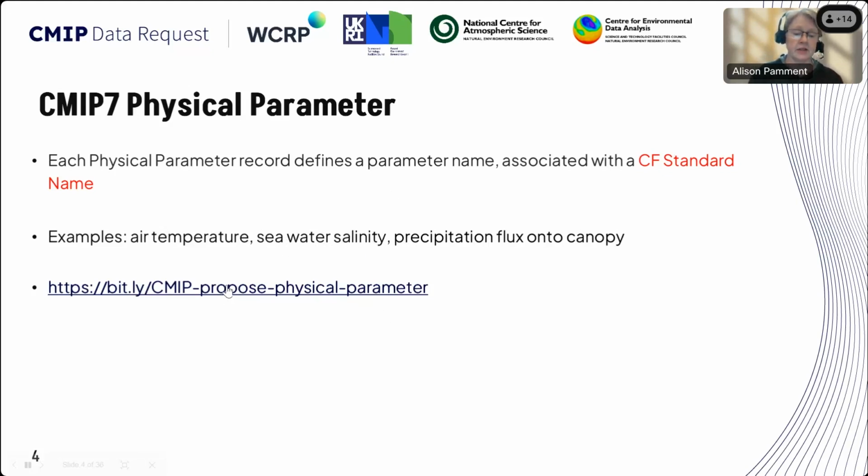The data request have set up a form for people to propose a physical parameter to CMIP7. As part of that form, it will ask you, is there an existing CF standard name that you can use to describe this parameter? If it's a parameter that's already been used in CMIP6, for example, there probably is a CF standard name for it. If it's something that's very new to CMIP7, then there may very well not be a CF standard name, and you will need to propose a new one.